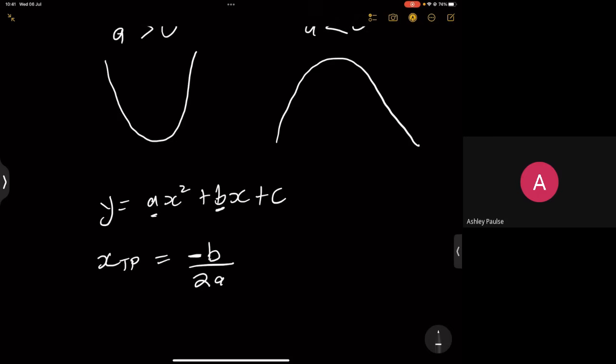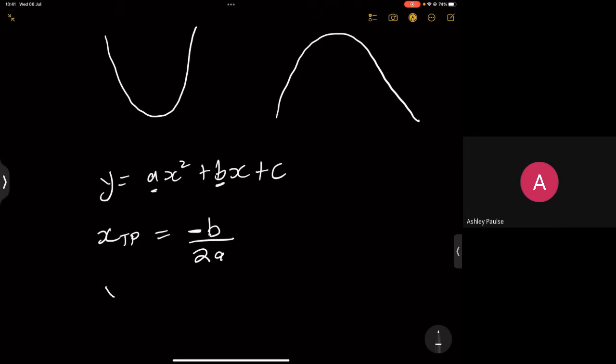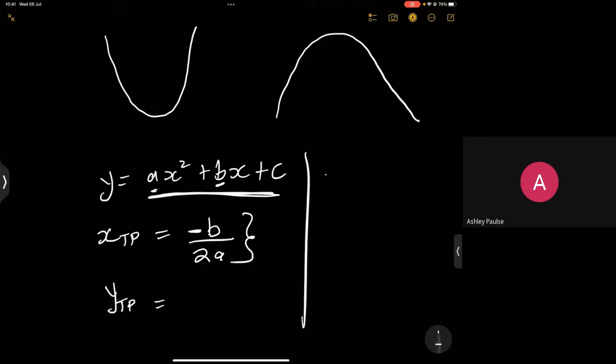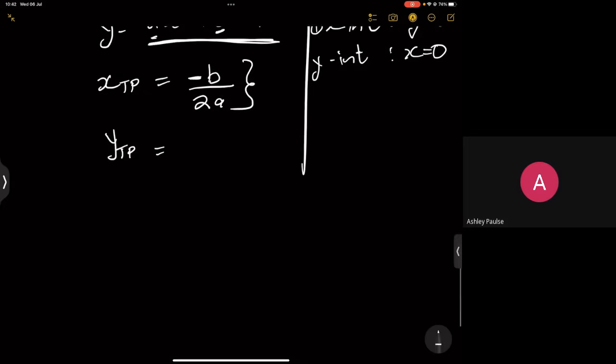Now, obviously, if I want to find the y value of the turning point, what I will do is substitute the x value that I obtained here into the original equation. Please keep that in mind. Remember, if I want to find the x-intercept, I will simply say y is equal to 0. But if I want to find the y-intercept, then I know that x is equal to 0. And of course, that's how we work out the value of the turning point.